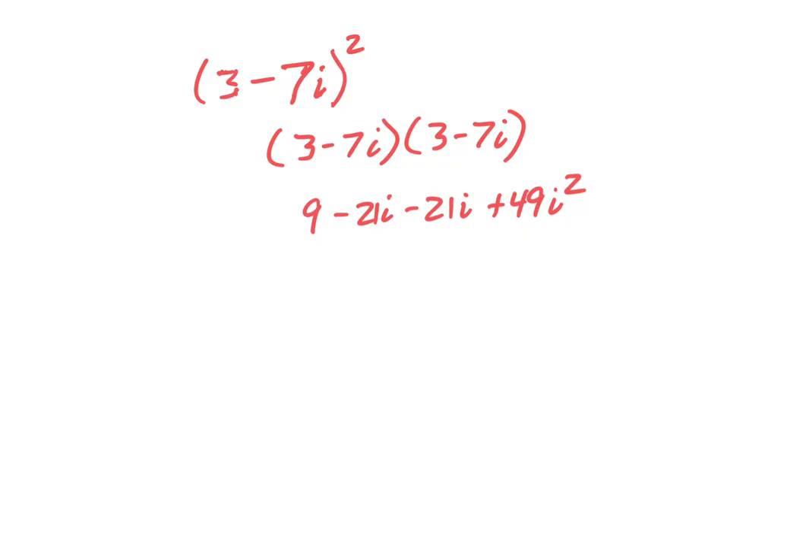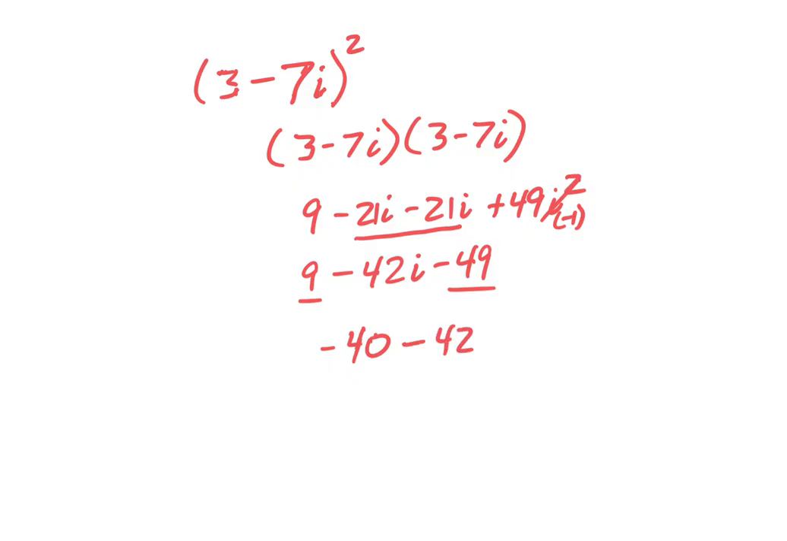Okay, we're going to combine like terms. And once again, i squared is really -1, so it becomes -49. And then I can do one more step here. 9 minus 49 is -40 minus 42i. And that would be your answer.